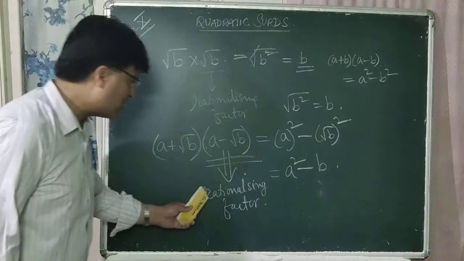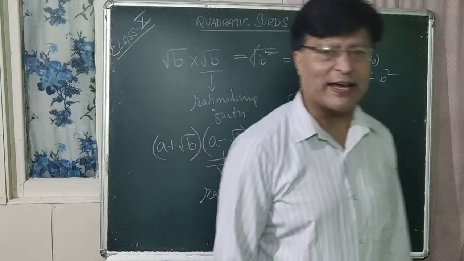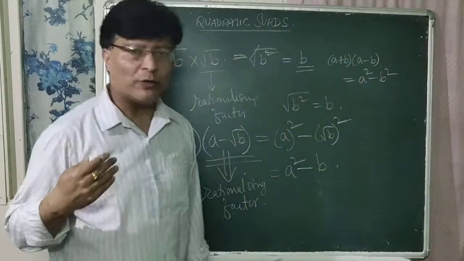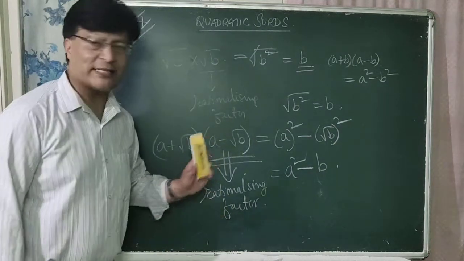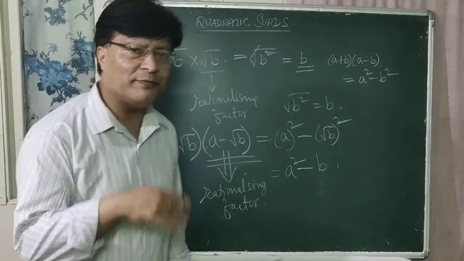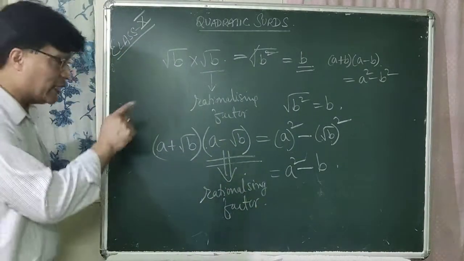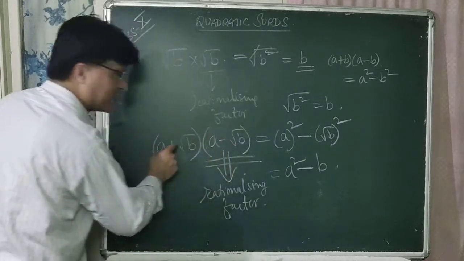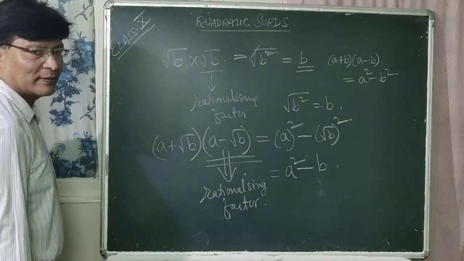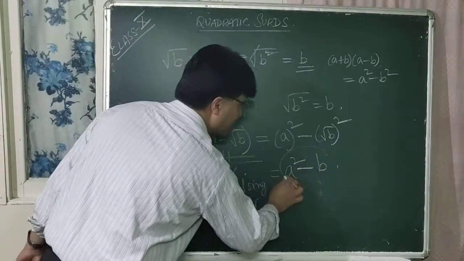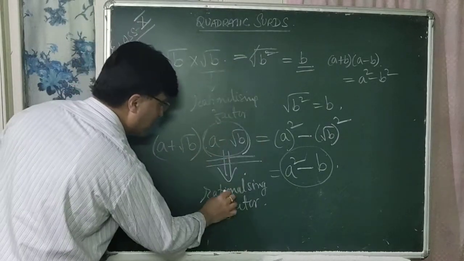That means, what is a rationalizing factor? That factor is known as the rationalizing factor which will remove the square root from the given factor. Okay? Is that clear? So in this case, multiplying by a minus root b removes the root from a plus root b. So this a minus root over b is known as what? Rationalizing factor.